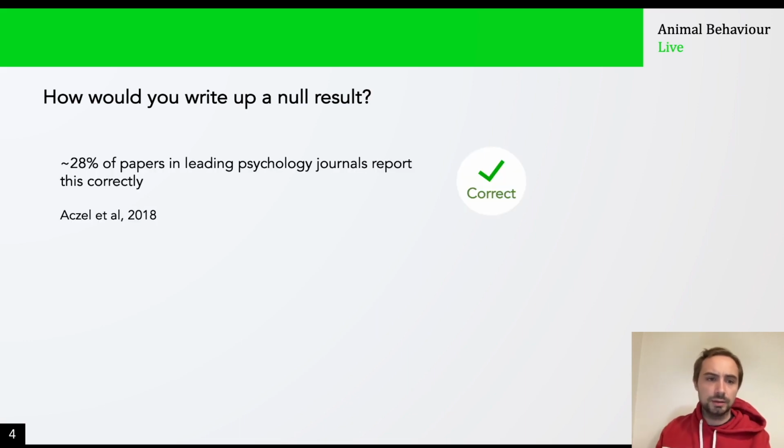Why is this important to bear in mind? Well, people have gone through papers in different fields and found that often they tend to report null results in a way that isn't technically correct. They would say that there is no difference between two conditions when they have a null result, which, as we've just seen, isn't technically true because there's always a probability that there is a difference, it just wasn't detected.